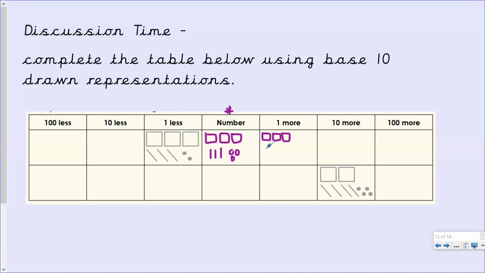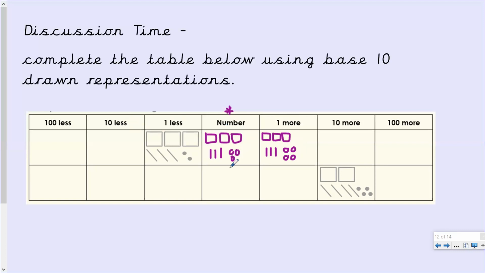Do my tens column change? No, I would still have 3 tens. And instead of 3 ones, I want 1 more, so I would need 4 ones. Now let's look back at our number. Our number is 333.